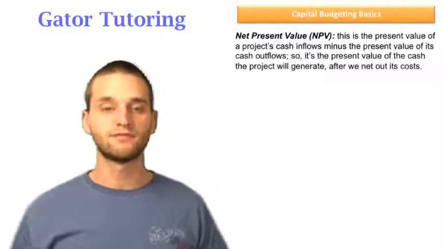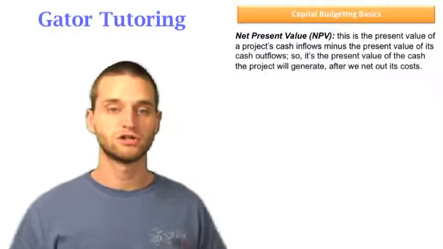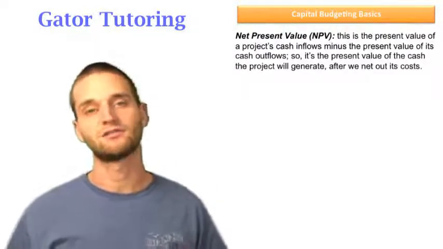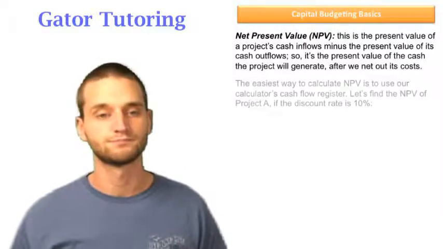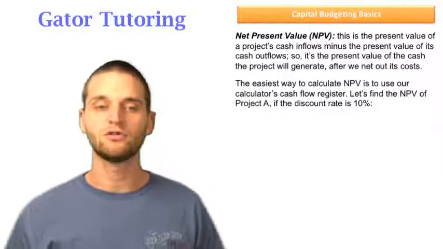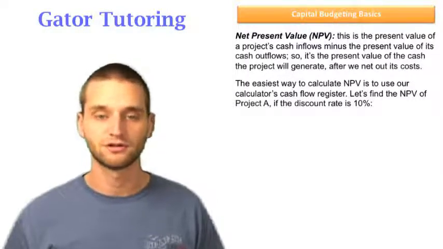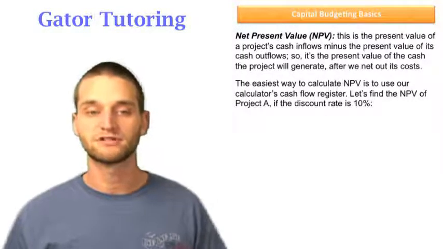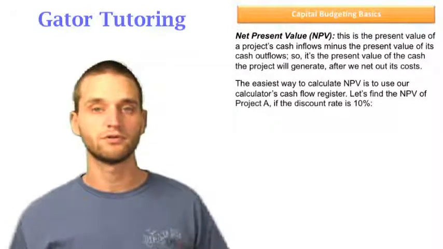So it's the present value of the cash the project will generate after we net out its costs. That's why we call it the net present value. The easiest way to calculate net present value is to use our calculator's cash flow register. Let's find the NPV of project A if the discount rate is 10%.